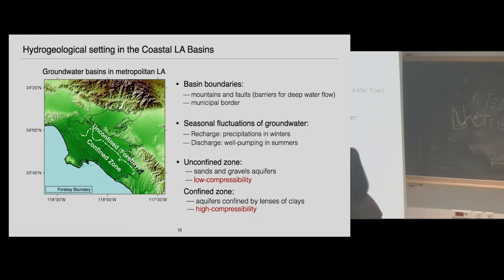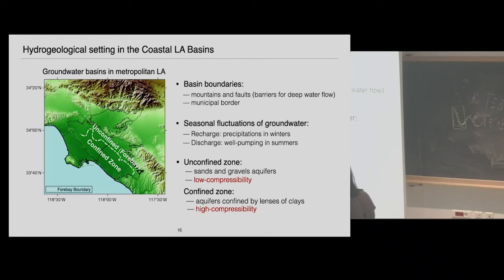Also, one thing that hydrogeologists already know about this area is that the northeastern parts are mainly characterized as unconfined or forebay because it contains mostly sand and gravel aquifers, whereas the southwestern part is mainly characterized as confined zone. That means the aquifers are confined by a large number of clay lenses or layers.